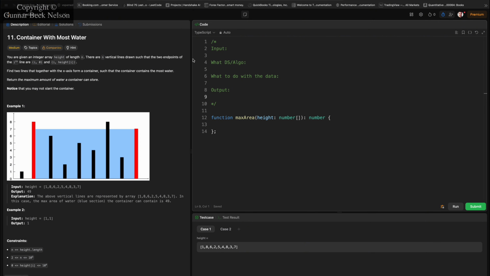Now, before we get started, make sure we have written out all of our questions that we will be going over to solve this problem. First, we need to ask ourselves what the input's going to be, what data structure or algorithm we're going to use, what to do with the data, and finally, what our output's going to be.